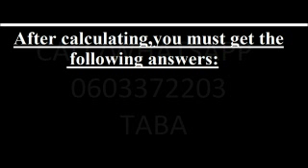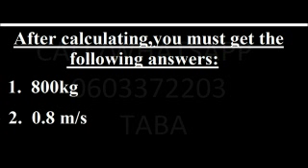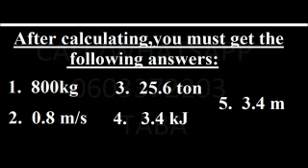If you did your calculations correctly, answer number 1 must be 800 kg. Answer number 2 must be 0.8 meters per second. Answer number 3 must be 25,480 kg or 25.6 tons. Item number 4 must be 3.4 kilojoules. Answer number 5 must be 3.4 meters. If you did your work well, then that would be cool.